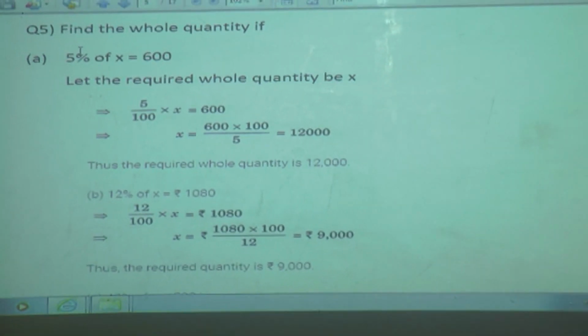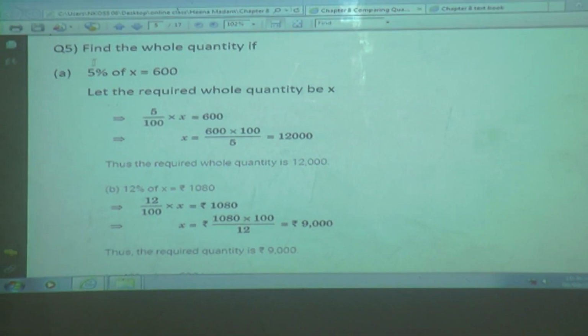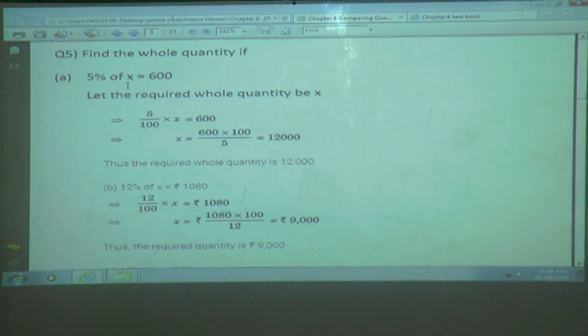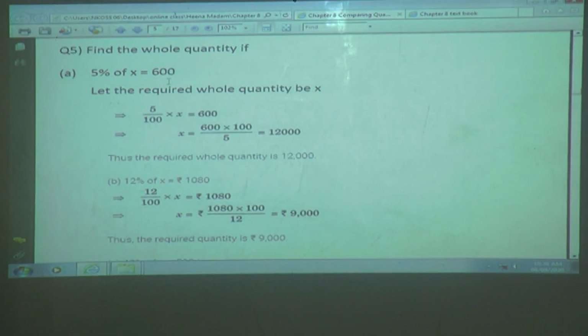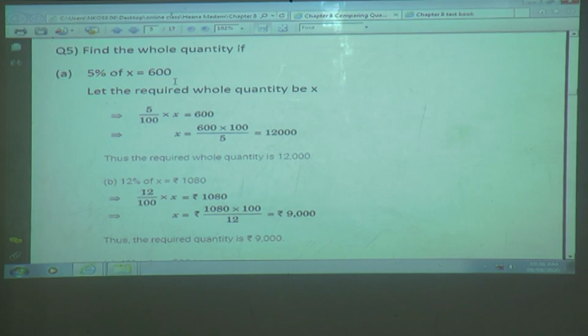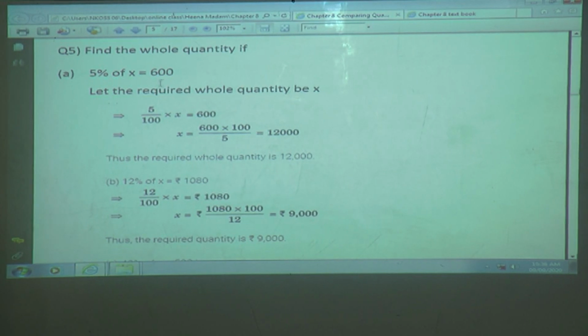We are going to find the whole quantities if 5% of x is equal to 600. Here x is a variable, so we have to find out the value of x. Let the required whole quantity be x. The question itself says whole quantity, so whatever we require, let it be x, which is given in our question.